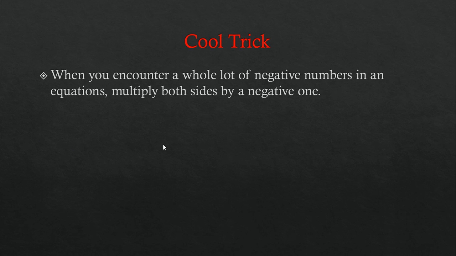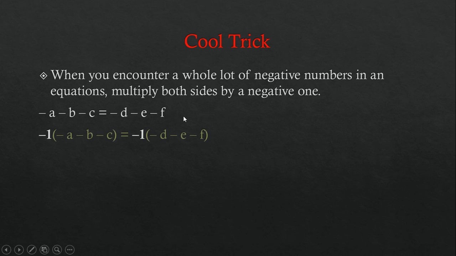When you encounter a whole lot of negative numbers in an equation, that's supposed to be equation without an S, multiply both sides by a negative one. So let's look at what that looks like. Okay, so this side of the equation has a lot of negatives. This side also has a lot of negatives. We're going to multiply both sides by a negative 1. We can't do just one side. We've got to be even. We do it to both.